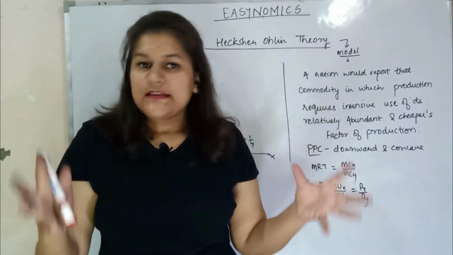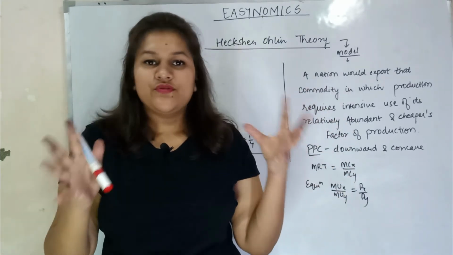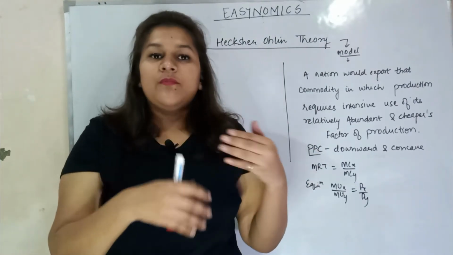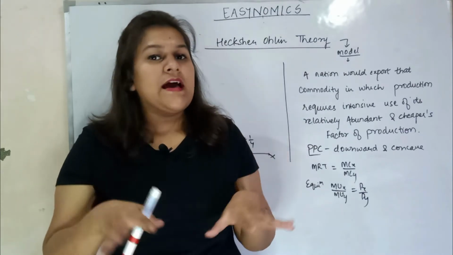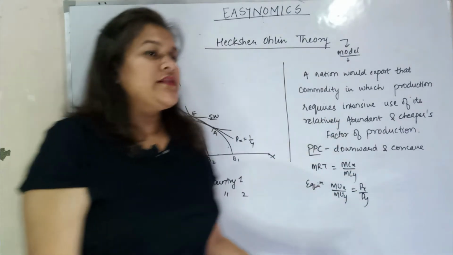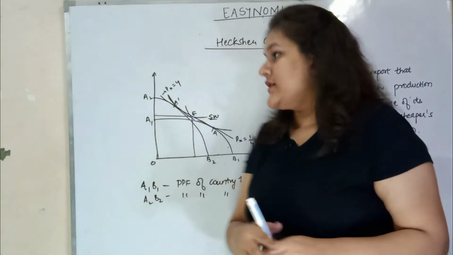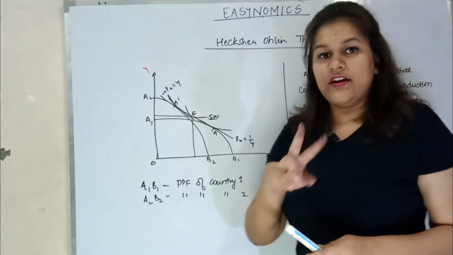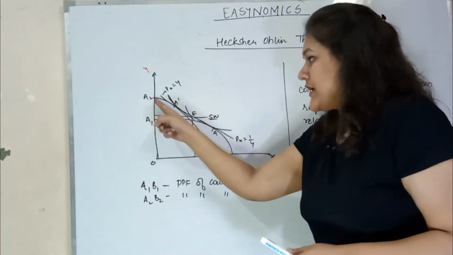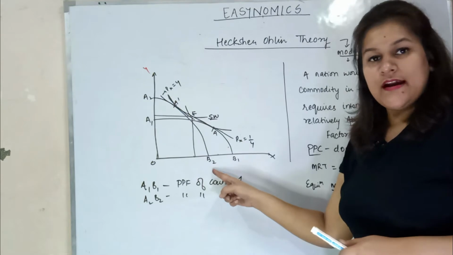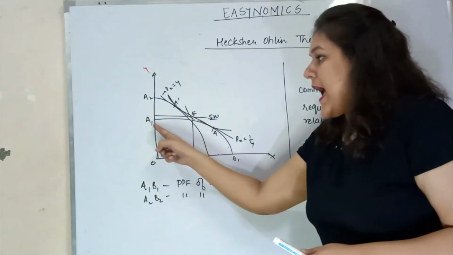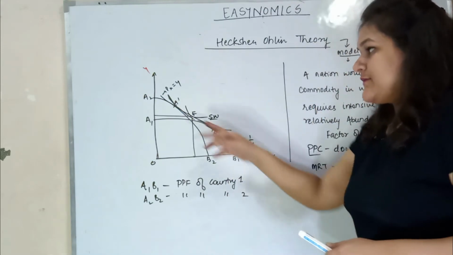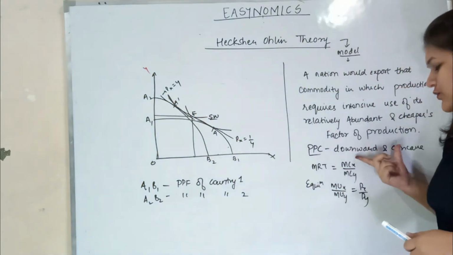There is nothing like both countries producing only one commodity. They will produce a combination of two commodities, but they will produce more of that commodity in which they have relative abundance. Let's understand this using the diagram. In the diagram that I have drawn, this is good X and this is good Y. I have taken two production possibility frontiers. One is A2 B2, that is the PPF of country 2, and A1 B1, that is the PPF of country 1. These PPFs are downward sloping and concave.